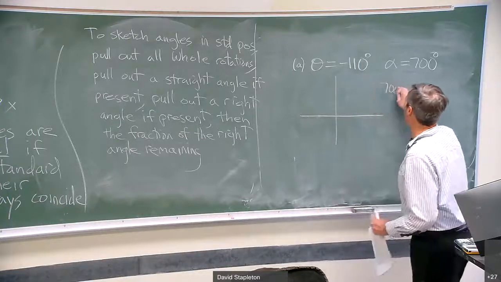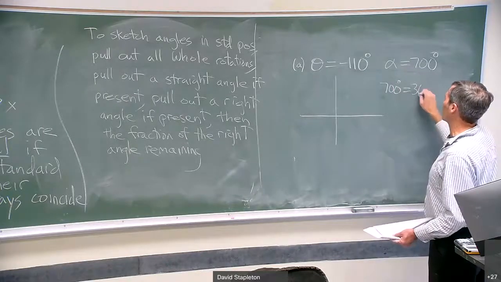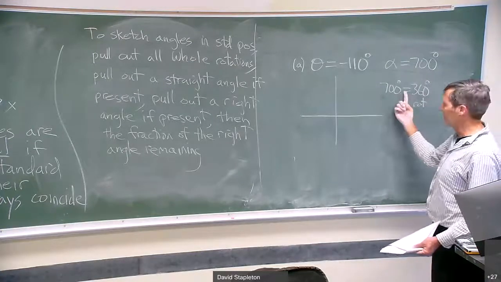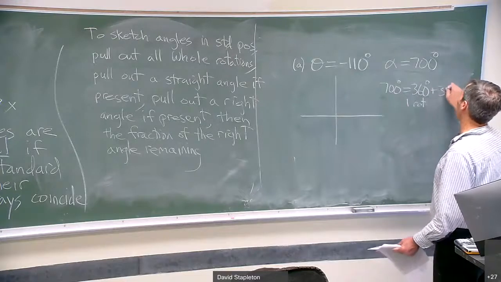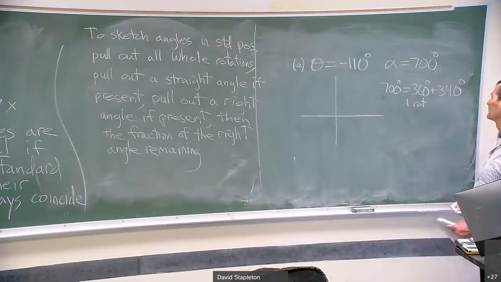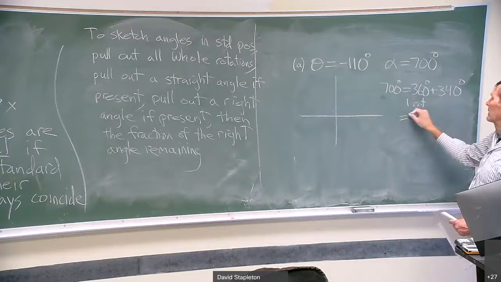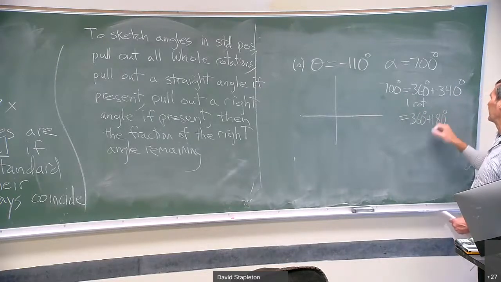I'll say 700 degrees. The largest multiple of 360 that goes into it is 360. So one rotation I'm going to pull out. 720 is the next multiple. That's too big. So I'll say that leaves 340 degrees left over to add up to 700. 360 plus 340, right? Now, 340 still has a straight angle in it. So I can say this is 360, and I pull out a straight angle of 180, and that leaves 160 degrees left, right?